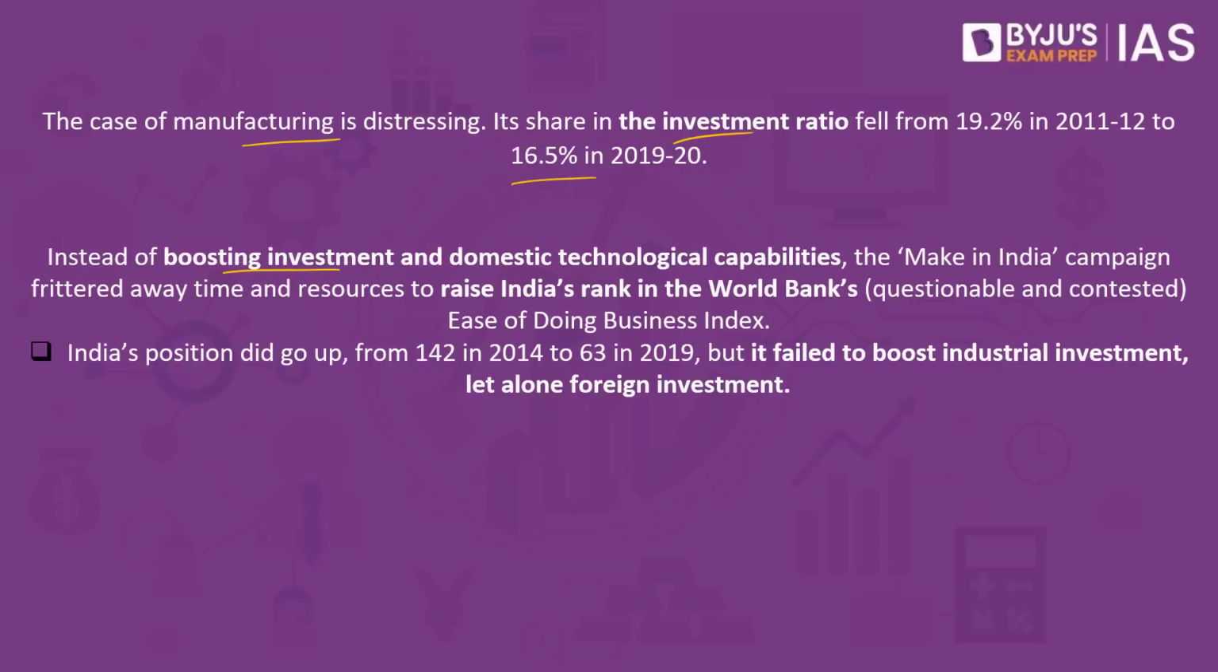Instead of boosting investment and domestic technological capabilities, the Make in India campaign frittered away time and resources to raise India's rank in the World Bank's questionable and contested ease of doing business index. India's position did go up from 142 in 2014 to 63 in 2019, but it failed to boost industrial investment, let alone foreign investment, says this article.